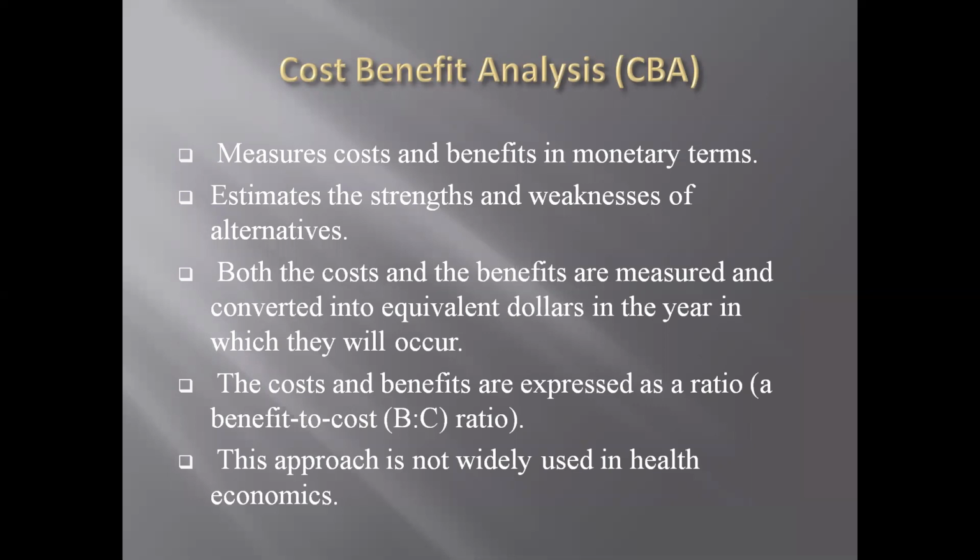Now coming to cost benefit analysis. Here, cost and benefits are measured in monetary terms and we estimate the strength and weakness of alternatives. Both the cost and the benefits are measured and converted into equivalent dollars in the year in which they will occur. And the cost and benefits are expressed as a ratio. It is the benefit to cost ratio. But this approach is not widely used in health economics.